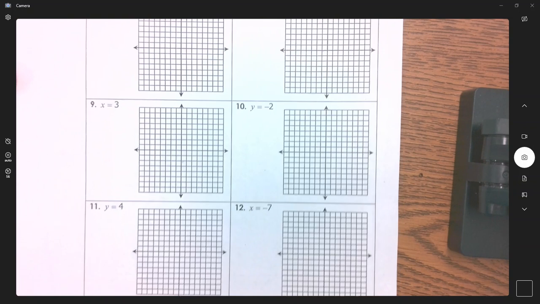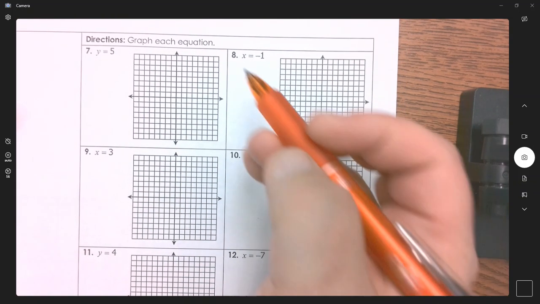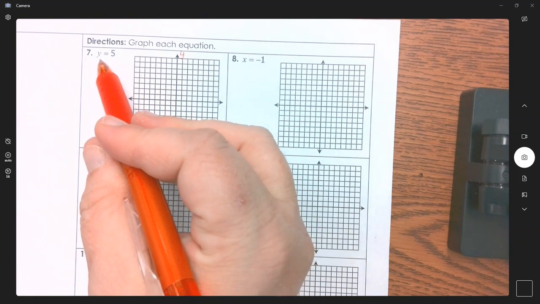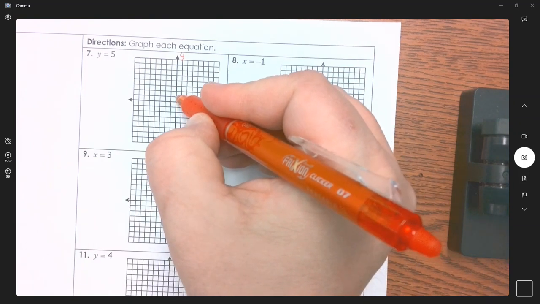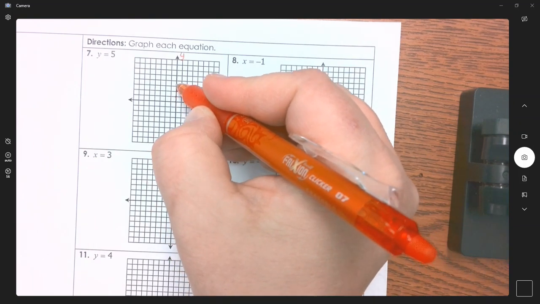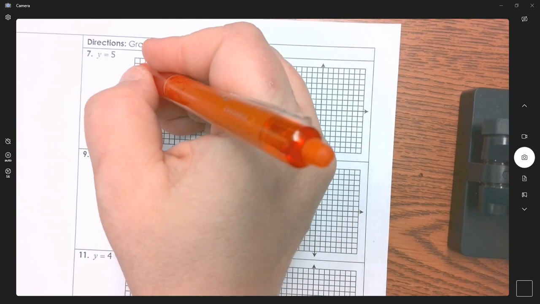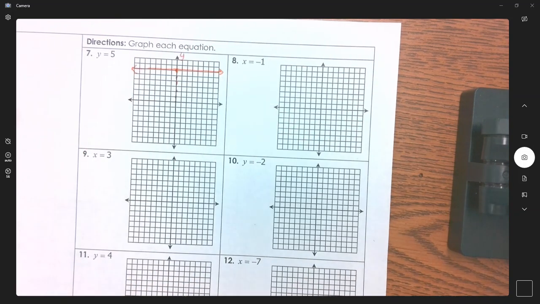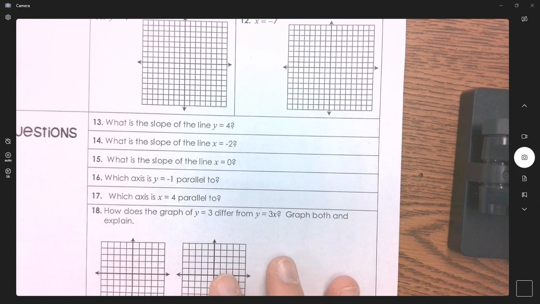Let's take a look at how to graph one or two of them on the back. Here's a y equals graph. So I know that I need to find my y-axis, which is right here. And I know that it needs to go through there at 5. So I start here 0, 1, 2, 3, 4, 5. Here's 5. I need it to go through the y-axis at 5, creating a horizontal line. Okay? So go ahead and finish those problems.